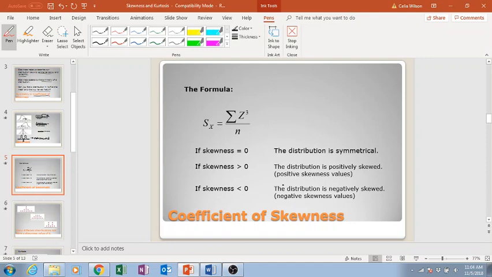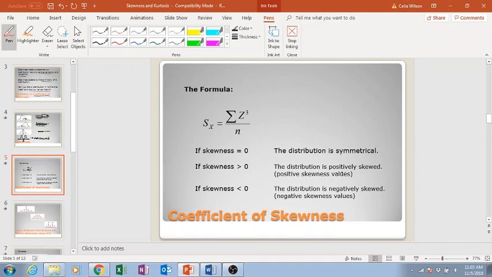But the takeaway I want you to remember is what's going on with the numbers. So if you have a distribution that's perfectly symmetrical, your skewness will be around 0 or right at 0. If you have a positively skewed distribution, remember that's talking about the tail.